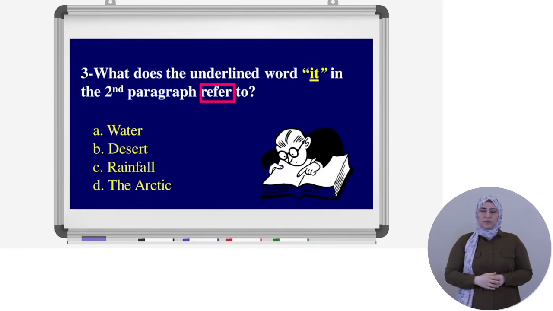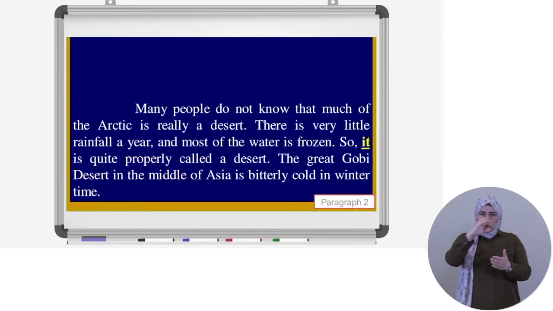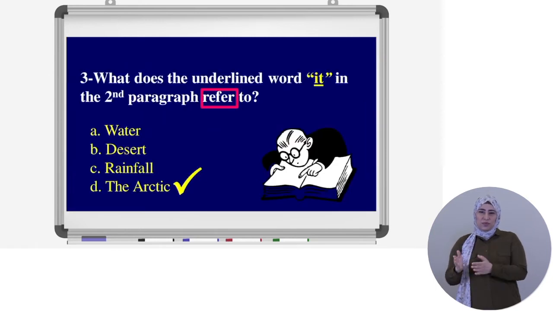Question number 3. What does the word it in the second paragraph refer to? Now here you may have to go back a few sentences to see what the word reference goes back to. Many people do not know that much of the Arctic is really a desert. There is very little rainfall and most of the water is frozen, so it is. If we take a look at the multiple choices, the answer would be the Arctic.